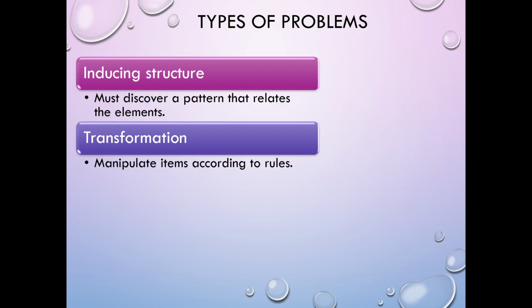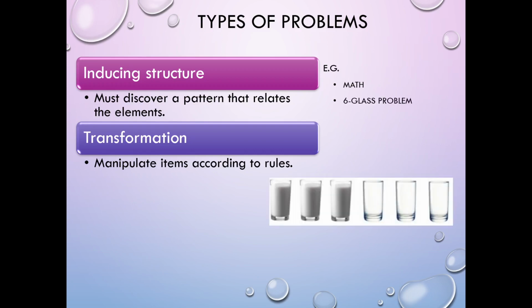All right, we're back. And our next type of problem would be what's called a transformation problem. This is where we're going to manipulate items according to some set of rules. A really good example of that type of problem would be math. Math is a bunch of rules that have to be correctly applied every time in order to arrive at the correct answer. So math is a great example of transforming numbers into something else based on rules.